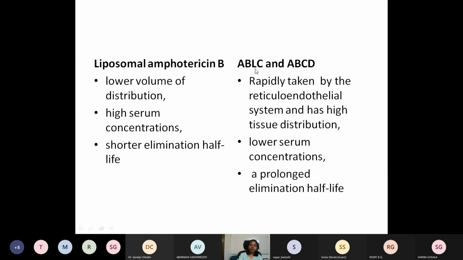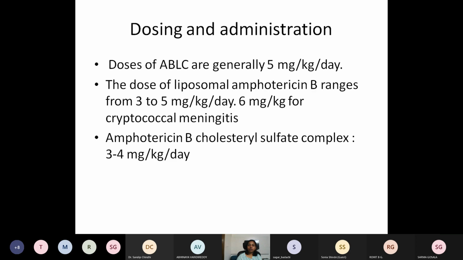The thing about ABLC and ABCD is that it is rapidly taken up by the reticuloendothelial cells. So it has very low serum concentration, and just like amphotericin B, it has a prolonged elimination half-life. Whereas here, liposomal amphotericin B has a lower volume of distribution and higher serum concentration, but it is within a liposome. That is why there is not much toxicity, and when it encounters the fungal cells, it is rapidly released. That is why this has a shorter elimination half-life.